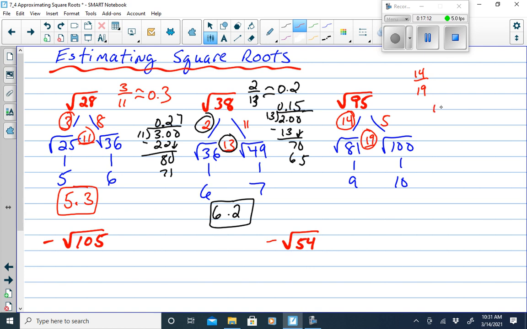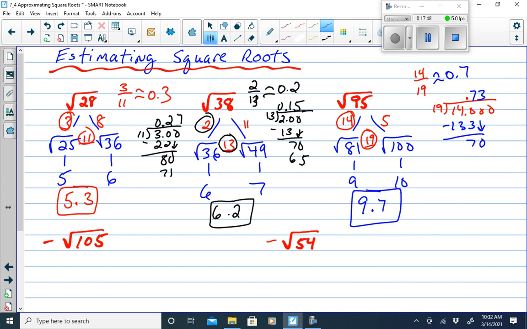14 over 19, let's see, 19 goes into 14. Decimal point. Let's see, 20 into 140 is going to go 7 times. 7 times 19 is 133. We subtract, we get 7. Bring down the 0, and that's only going to be 3 times. So that's approximately 0.7. So our approximation, the square root of 95 is in between 9 and 10, so it's going to be about 9.7 to the nearest tenth for our approximation for the square root of 95.